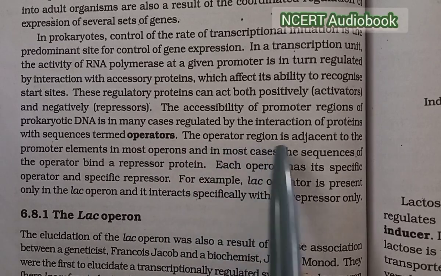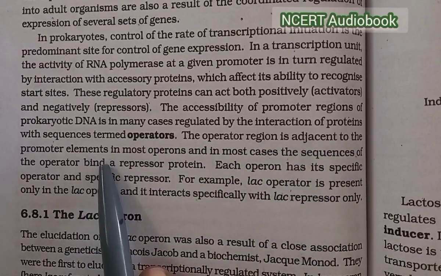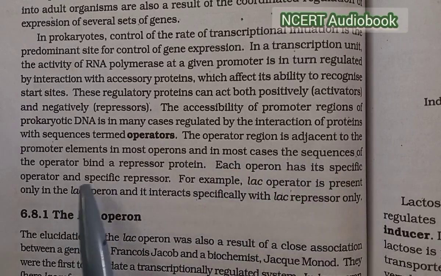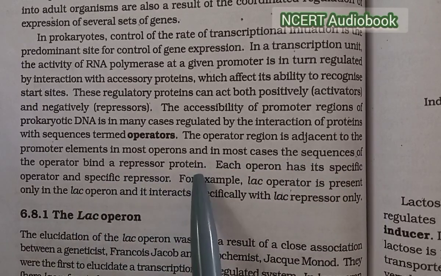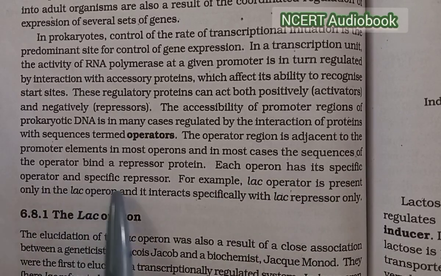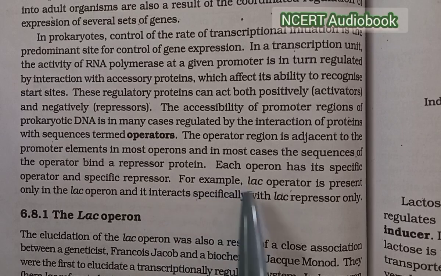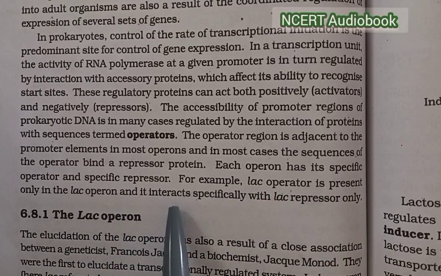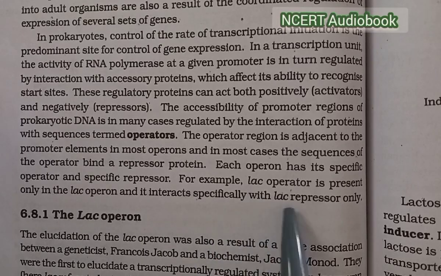The operator region is adjacent to the promoter elements in most of the operons, and in most cases the sequence of the operator binds a repressor protein. Each operon has its specific operator and specific repressor. For example, the lac operator is present only in the lac operon, and it interacts specifically with the lac repressor only.